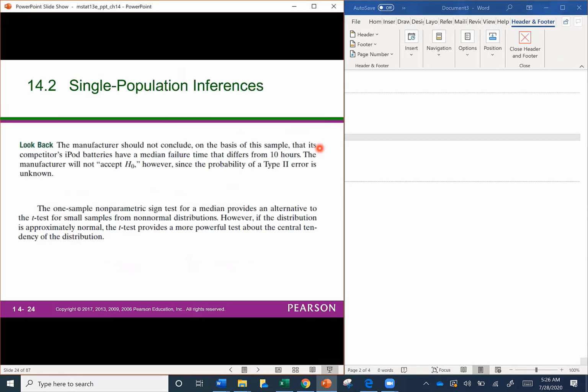That is the reason in this case we failed to support the assumption that the median is equal to 10, and we failed to support the alternative that the median is different to 10 hours. That is our conclusion, and let's stop here.